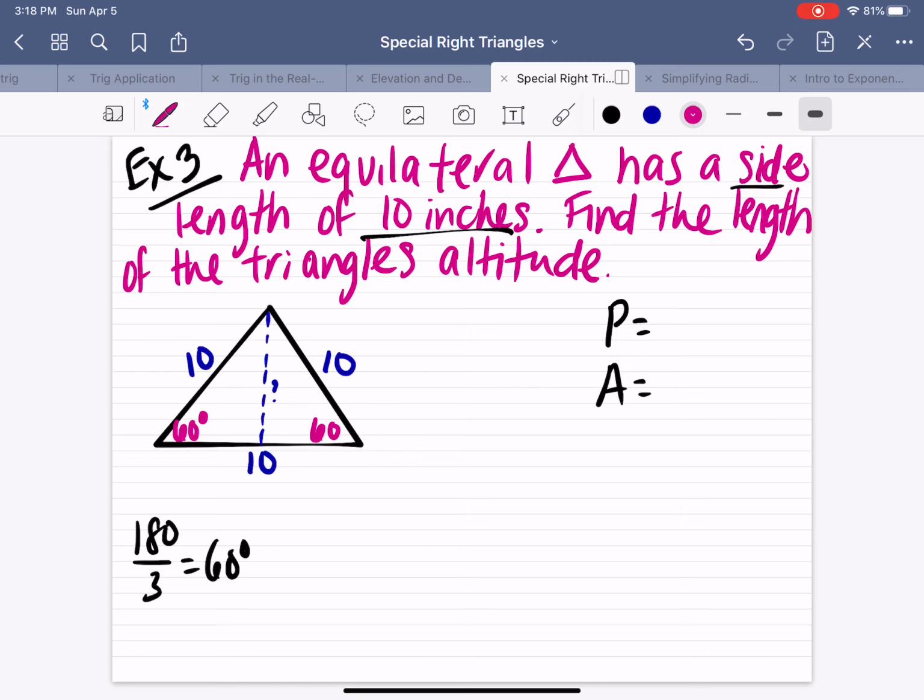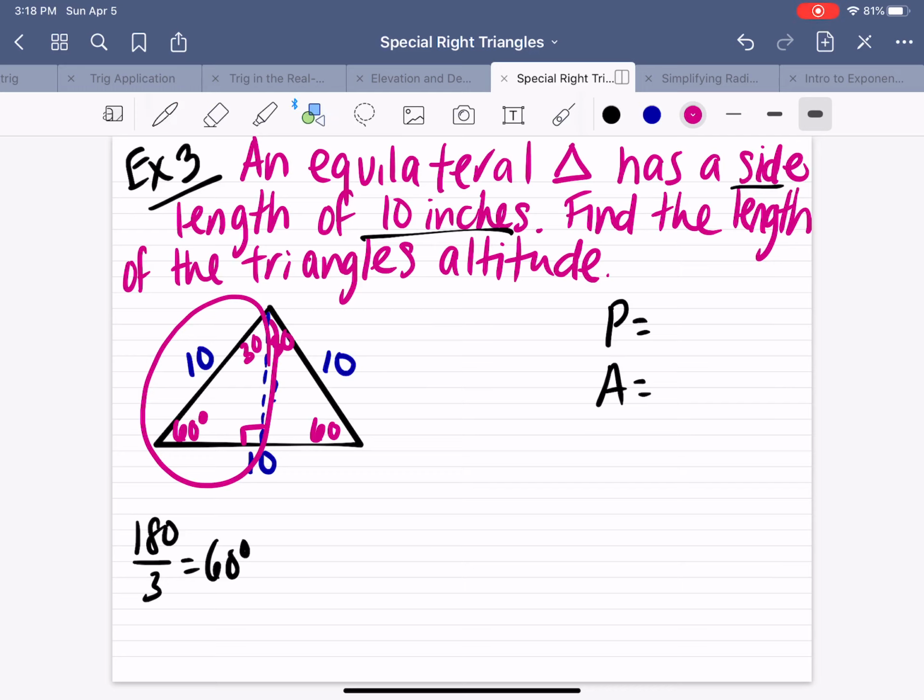The one at the top gets cut in half by our height. So this right here is 30, and this is 30. So as you can see, we have two 30, 60, 90 degree triangles. So let's use the one on the left, and let's solve for our height.